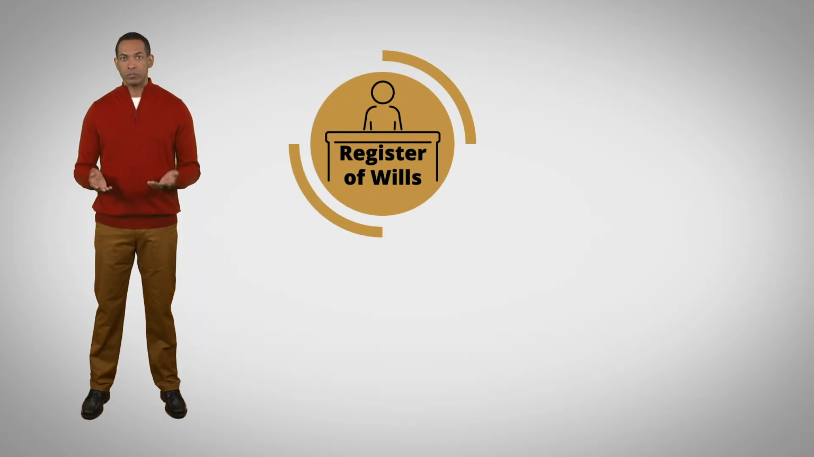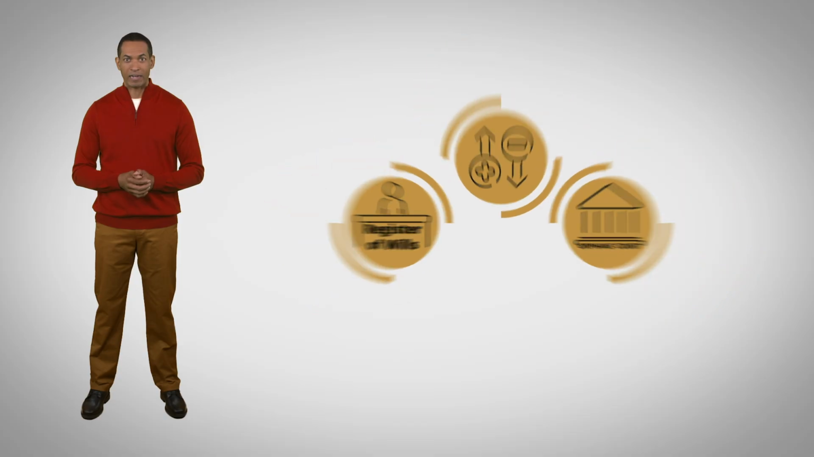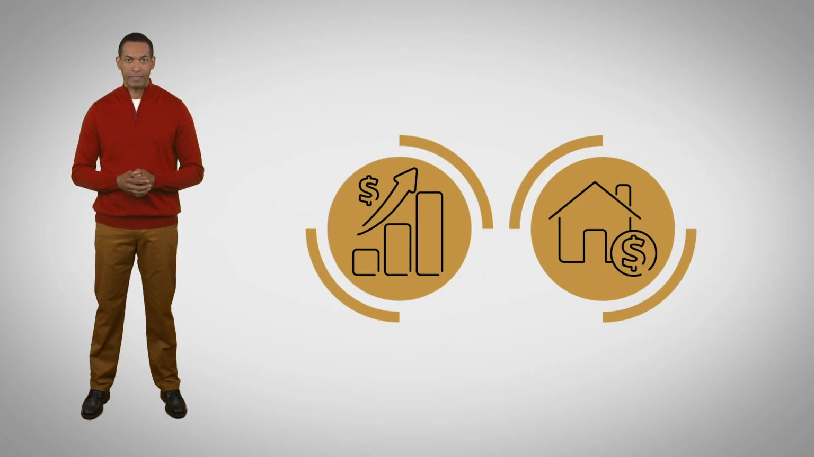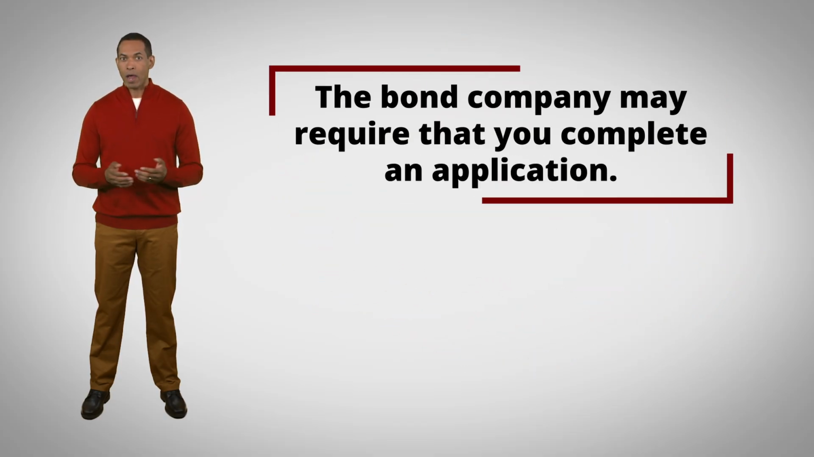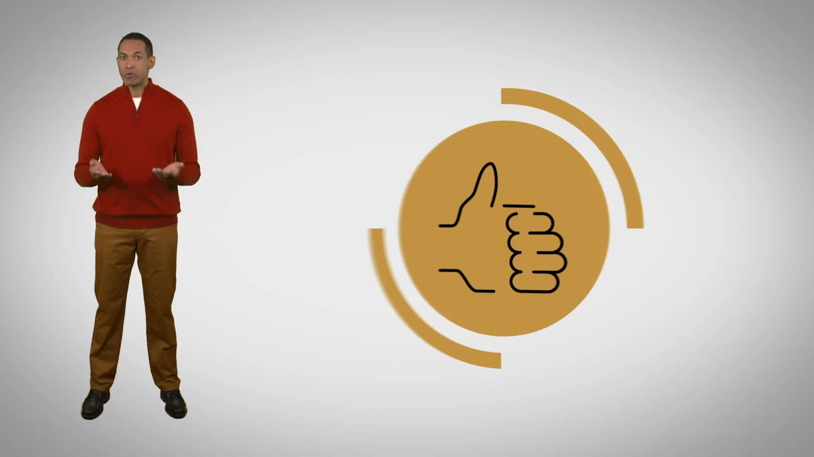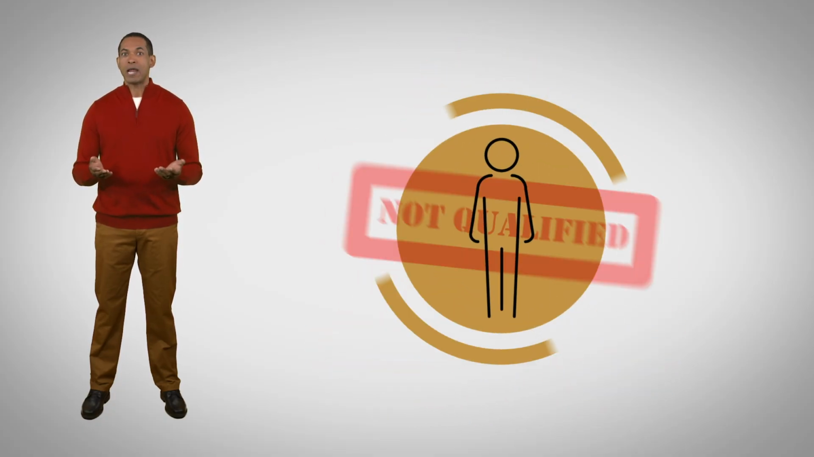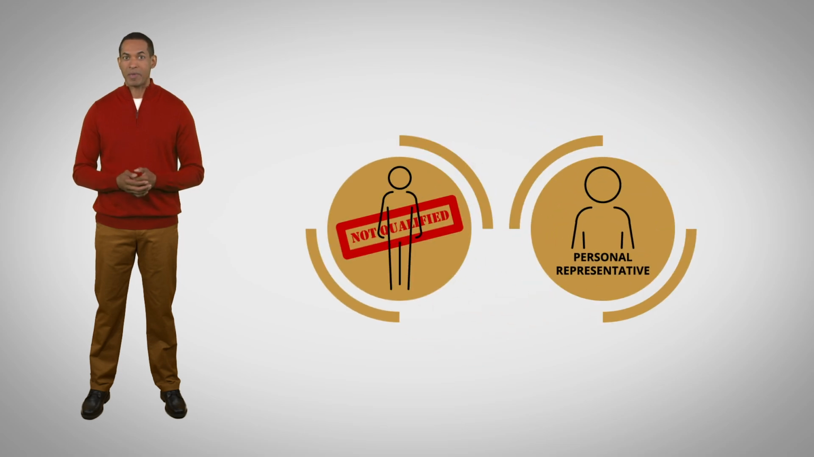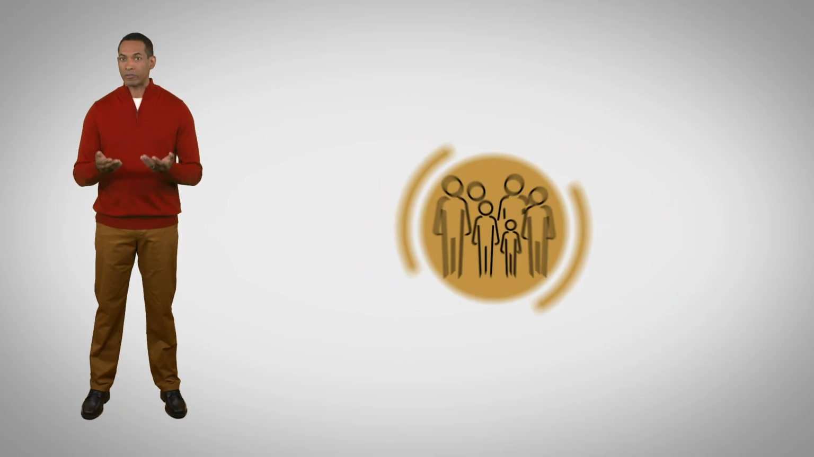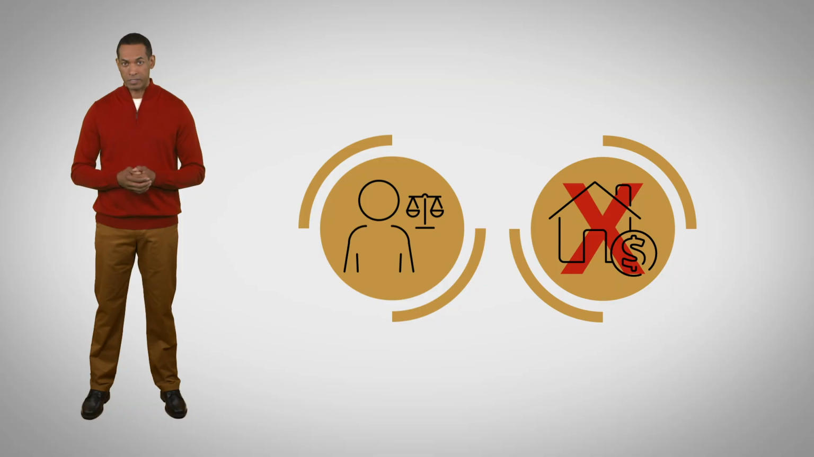The Register of Wills or the Orphans Court will set the bond amount based on information you provide about the total value of the estate. The bond company may require that you complete an application. This is part of the process to approve you for the bond. They may consider your employment history, your assets, and your credit score. If you do not qualify for the bond, someone else may be appointed to serve as personal representative. That person may be another family member or a lawyer who is not associated with the decedent's estate.